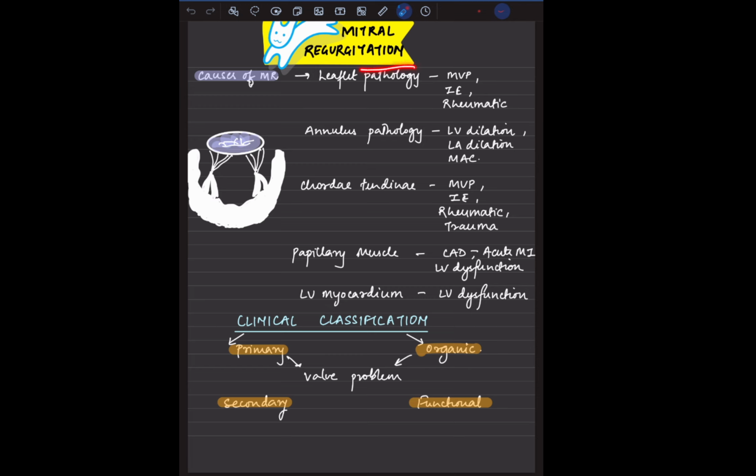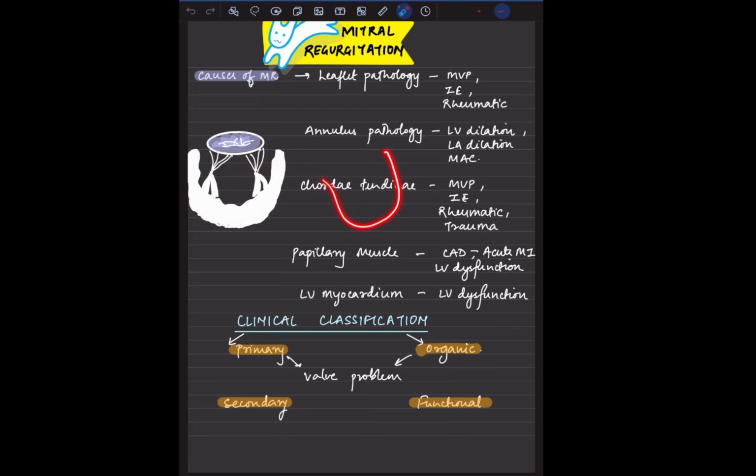Now, it could be a leaflet pathology, like mitral valve prolapse or infective endocarditis or any rheumatic heart disease. There could be an annulus pathology as well, that includes a dilated left ventricle, or whenever there is a dilated left atrium.